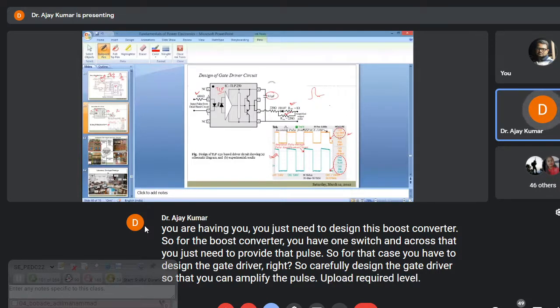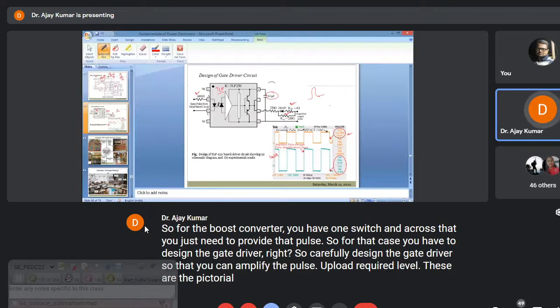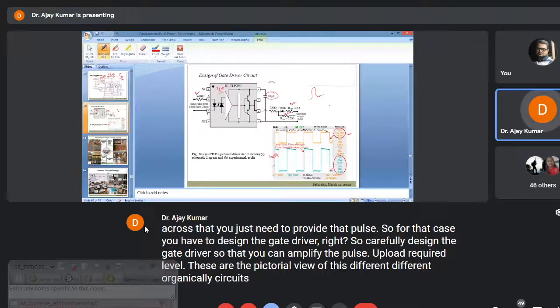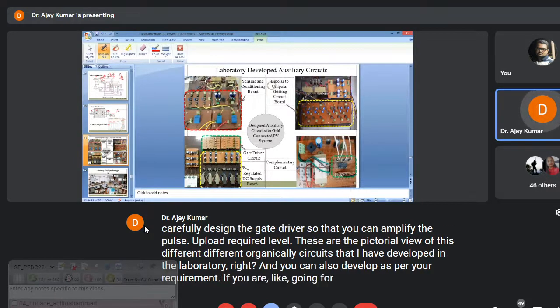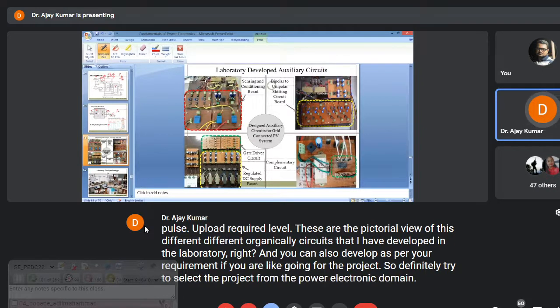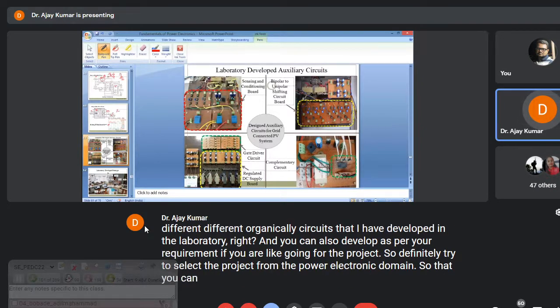These are the tutorial views of the different auxiliary circuits that I have developed in the laboratory, right? And you can also develop them as per your requirement. If you are going for a project, definitely try to select a project from the power electronics domain, so that you can also develop these kinds of small circuits for your project.